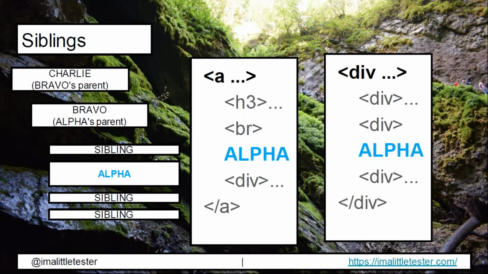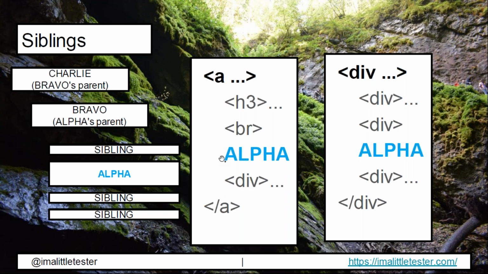Before we start, let's just set a convention so it's easier for us to follow these examples. So I'm interested in working with the alpha element. So this will be an HTML element with some tag. In the HTML structure, this alpha element, and I'm just calling it alpha, so you won't see it as alpha in the HTML, will have some siblings. Siblings are tags that are found at the same level as alpha. As you can see, all of these, the H3, the BR, the alpha, and the div, have the same indentation.